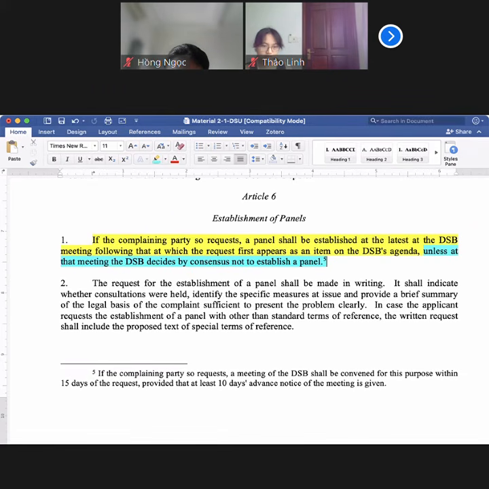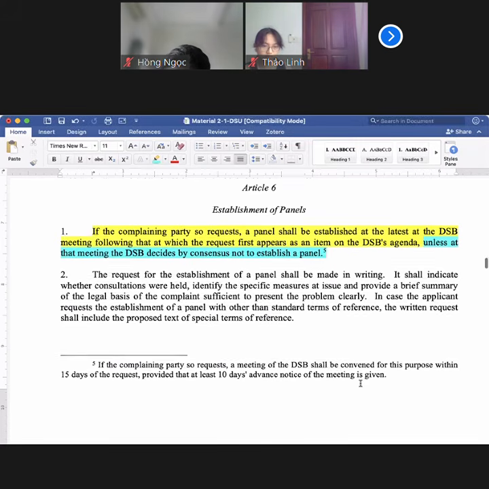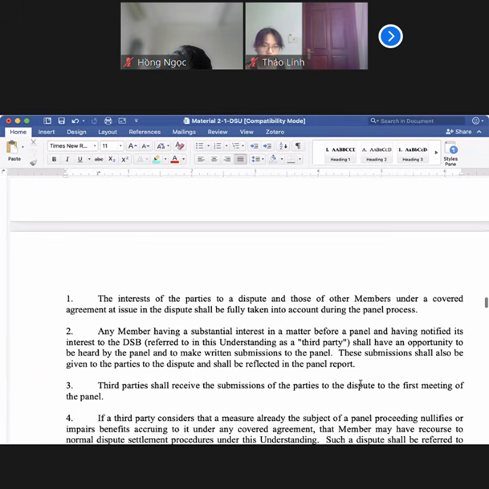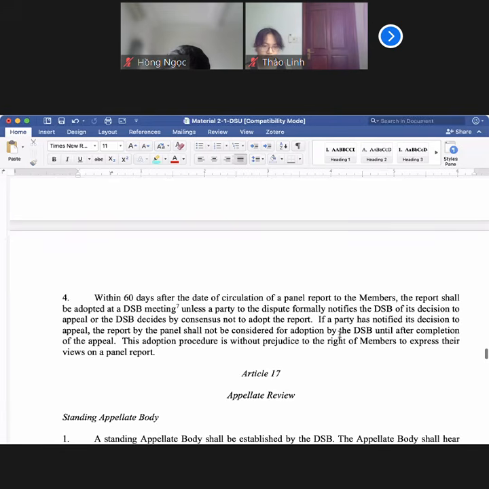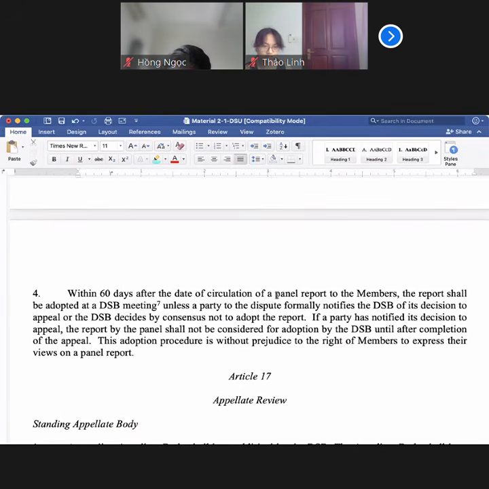Now maybe we move further to Article 16.4. Now here, these are the procedures for the adoption of the panel report. You may see right here the same wording. Within 60 days after the date of circulation of a panel report to the members, the report shall be adopted at a DSB meeting, unless a party to the dispute formally notifies the DSB of its decision to appeal, or the DSB decides by consensus not to adopt the report.